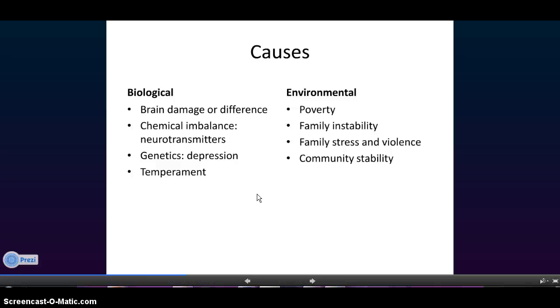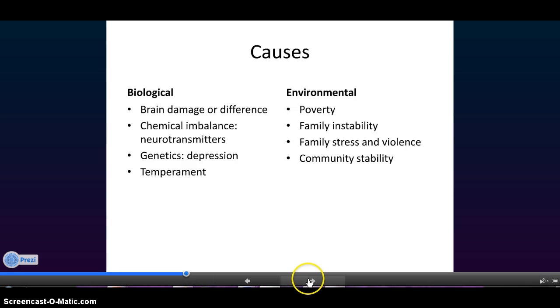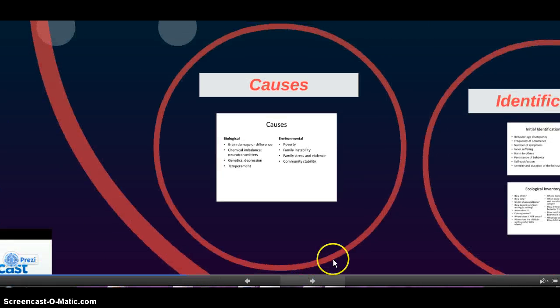Environmentally, poverty, or at least the circumstances of poverty, can be a cause of emotional and behavioral problems. Family instability, divorce, and single parenthood can both be a factor. Family stress and violence are definitely factors. Community stability, or the lack of community stability, can also be a cause of emotional and behavior disorders.